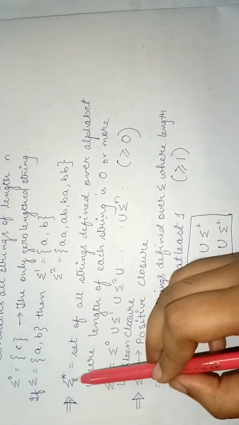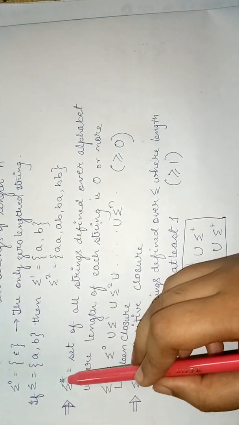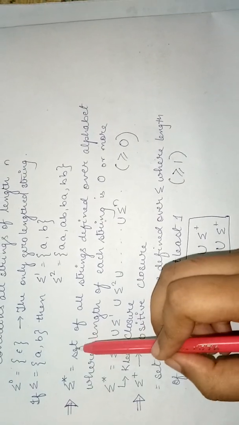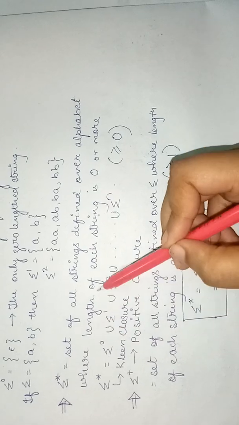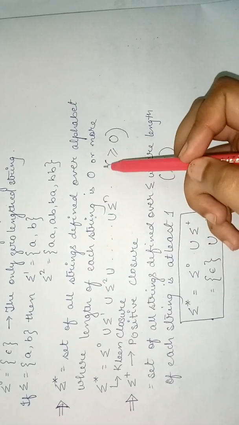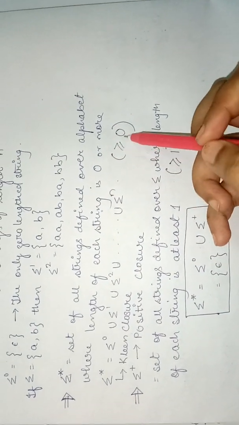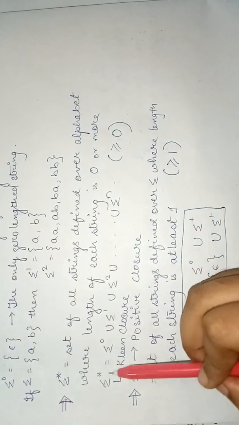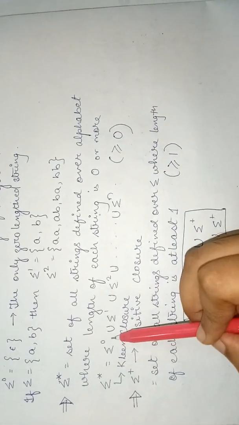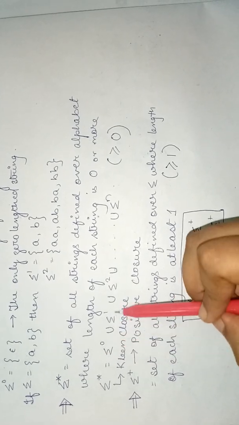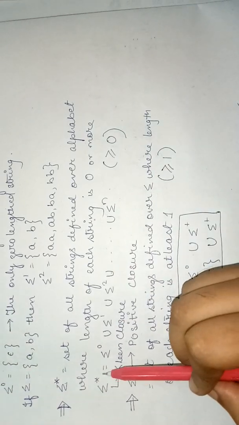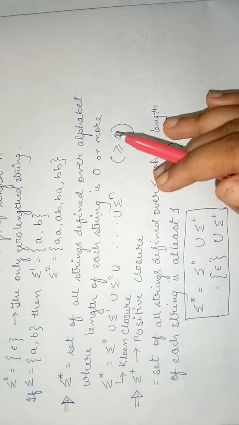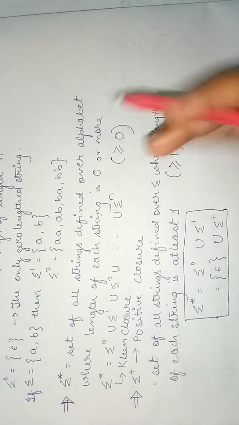Next, this is Kleene closure. This symbol, the star, means Kleene closure. It is the set of all the strings defined over the alphabet where the length of each string is at least 0, that is 0 or more, greater than or equal to 0. It is a set which will have the strings of 0 length, of length 1, of length 2, up to length n, that is it contains all the possible strings.